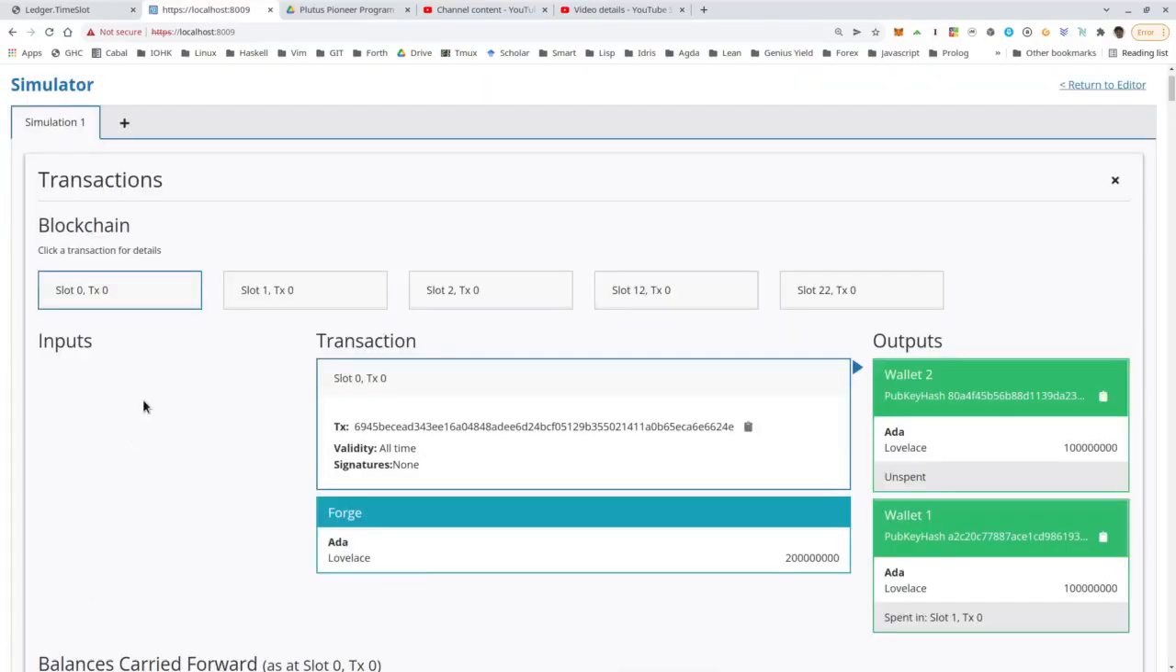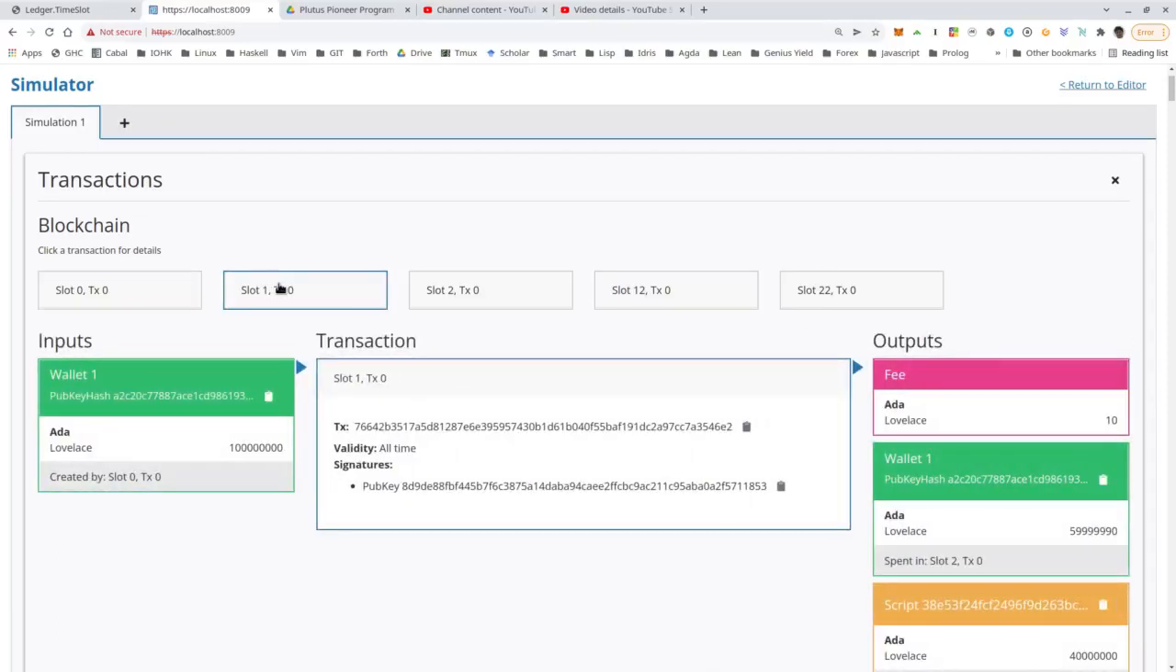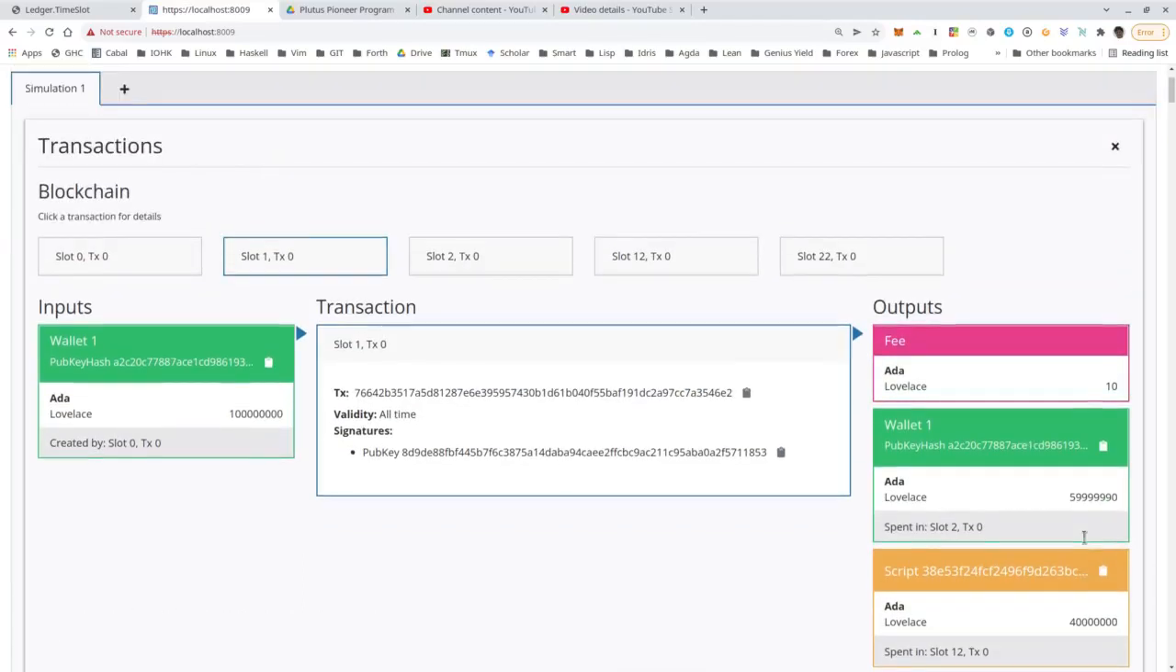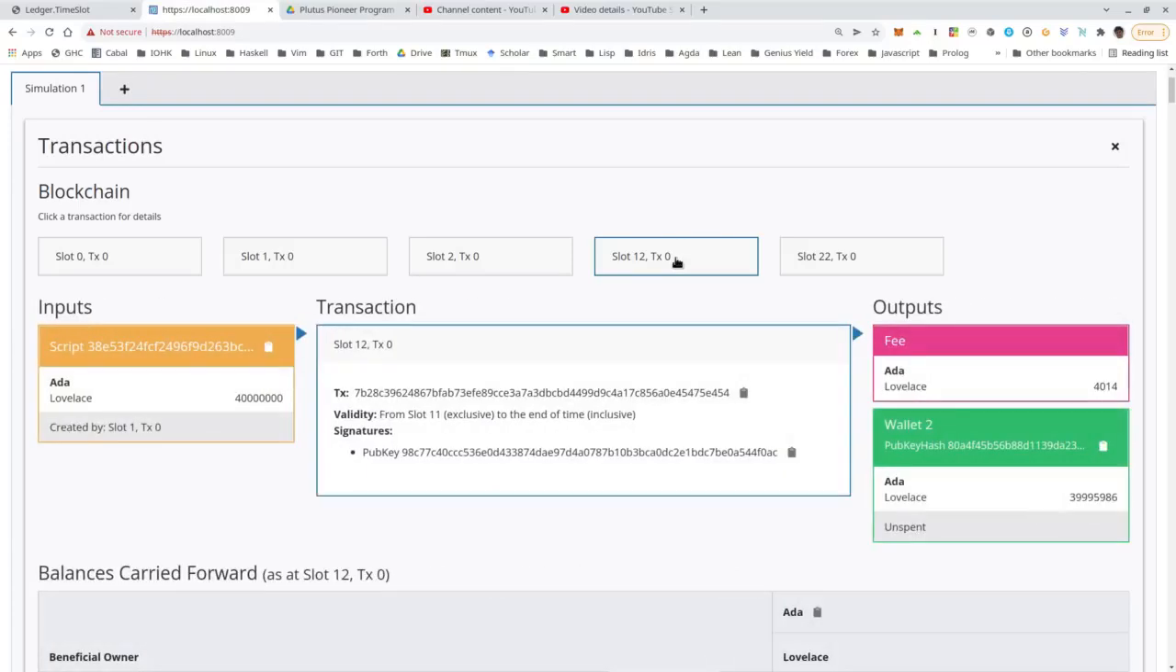Let's go through the transactions. So again, Genesis transaction. Now we have the first gift over 40 ADA locked in the script. Second gift over 30 ADA locked in the script. The first grab by wallet 2 picks up the first gift, hands it to wallet 2. And the second grab, slot 21, or the transaction here is actually happening in slot 22. 30 ADA, the second gift, also goes to wallet 2.